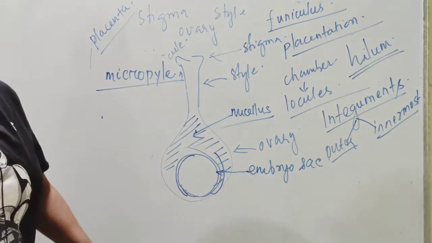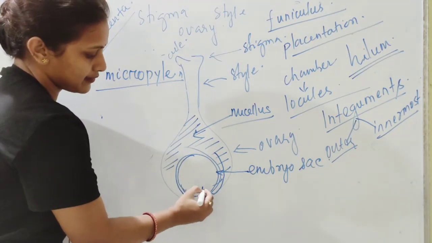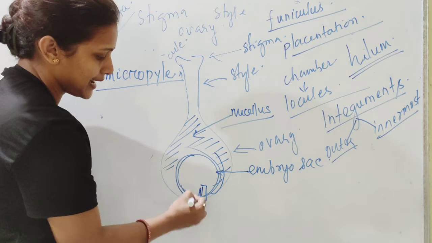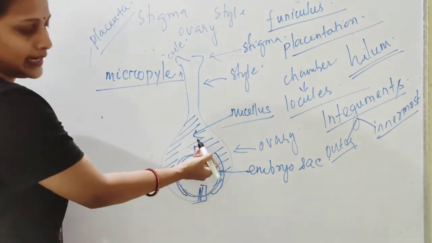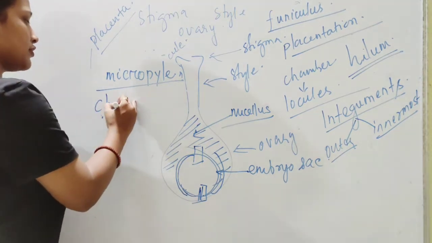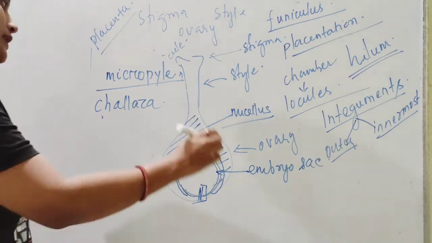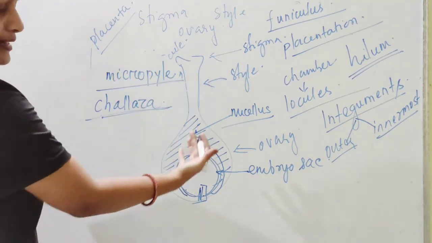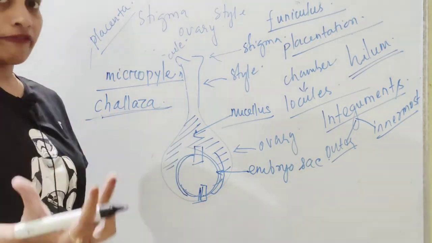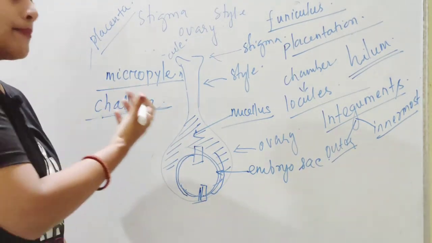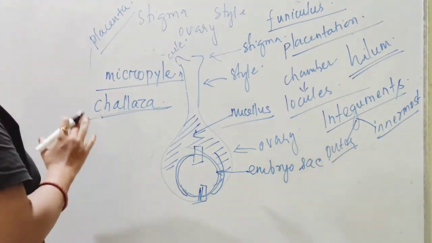It is referred to as the micropyle, and the end just opposite to the micropyle, if this is, for example, the micropylar end, then the point just opposite to it in the embryo sac is referred to as the chalaza. We generally use terms like micropylar end and the chalazal end for reference. So I hope this basic thing is clear to you.